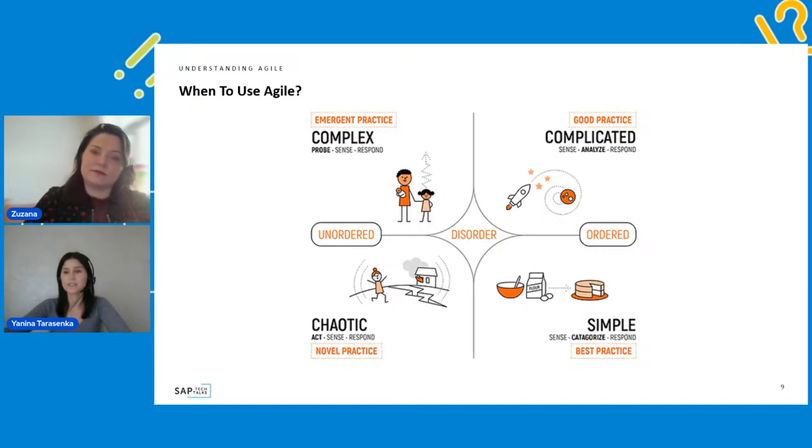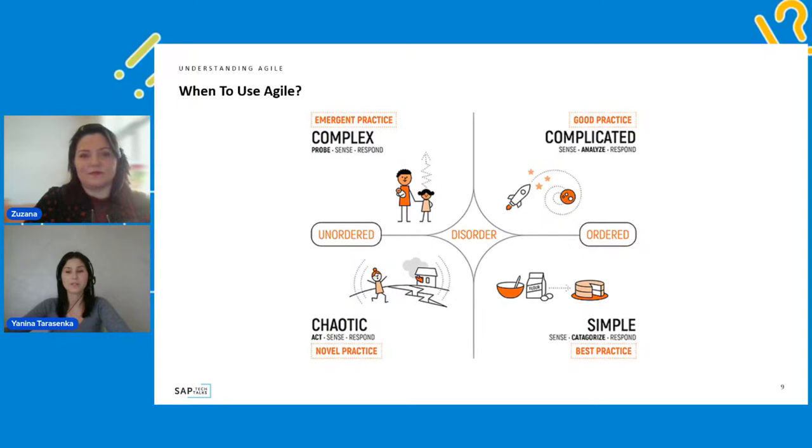This model was developed by Dave Snowden, and it helps us classify all situations and our possible reactions to them into four domains. You see those domains on the picture: the simple domain, the complicated domain, the complex domain, and the chaotic one.